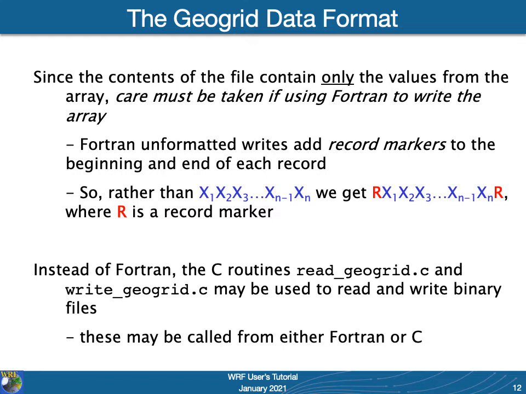If you're a Fortran programmer, it's worth noting that when writing out binary files with Fortran, you have to take care to write the files as, for example, stream access files. By default, Fortran uses record markers when writing out records, and the geogrid program will interpret these record markers as actual values in your array. As an alternative to writing out these files directly from Fortran, you can use the C routines read_geogrid and write_geogrid to read and write binary files of data.